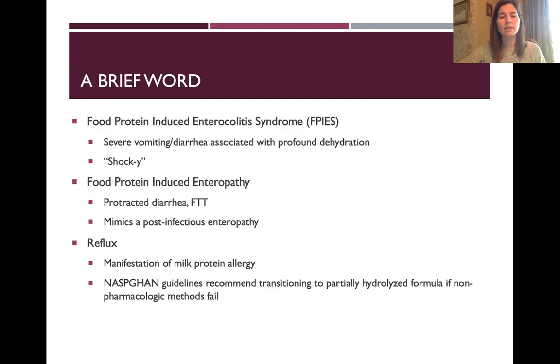And then reflux can also be a manifestation of milk protein allergy. And in fact, NASPGHAN guidelines recommend early transition to a partially hydrolyzed formula for reflux if non-pharmacologic methods fail, those being thickening feeds, decreasing volume of feeds, and the like, for the reason that oftentimes kids improve with removing the milk protein.